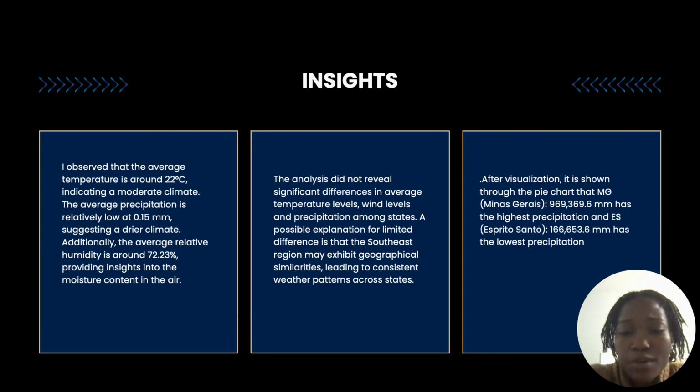And the last one was after the visualization of the pie chart which I created, you can see that Minas Gerais, which is MG, which is what we refer to as MG all throughout, has the highest precipitation, and Espirito Santo, which is ES, has the lowest precipitation.